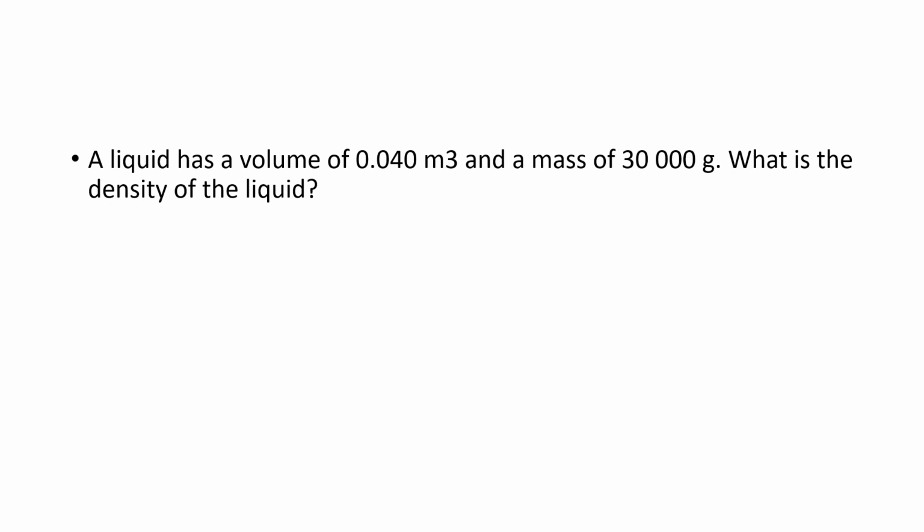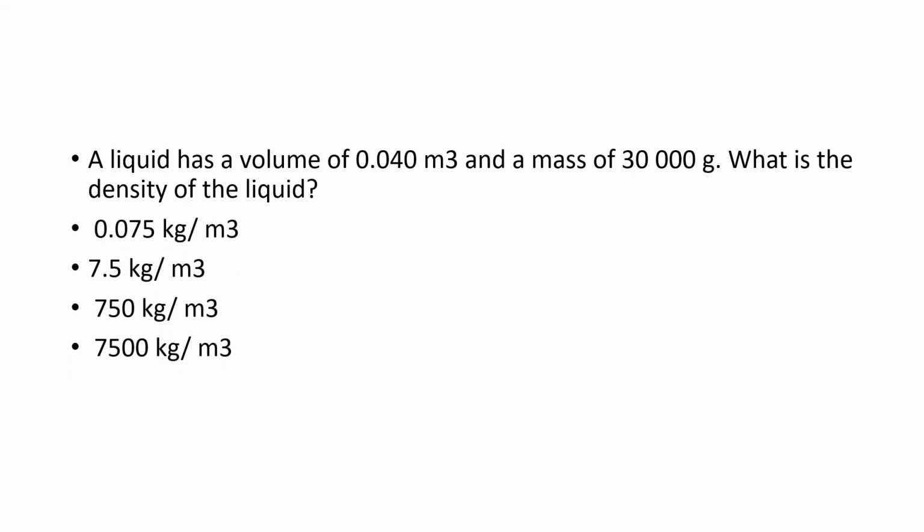A liquid has a volume of 0.040 meter cube and a mass of 30,000 gram. What is the density of the liquid? These are the options. Density formula is mass divided by volume. Mass is given in gram. You have to convert it into kilogram. 30,000 gram means it is 30 kilogram divided by 0.040. Then you will get the answer 750 kilogram per meter cube. Option C.